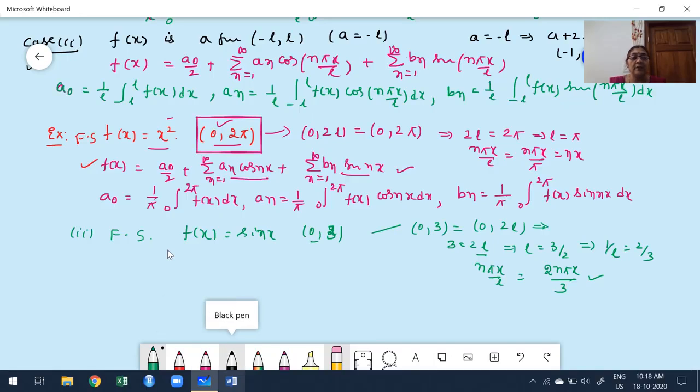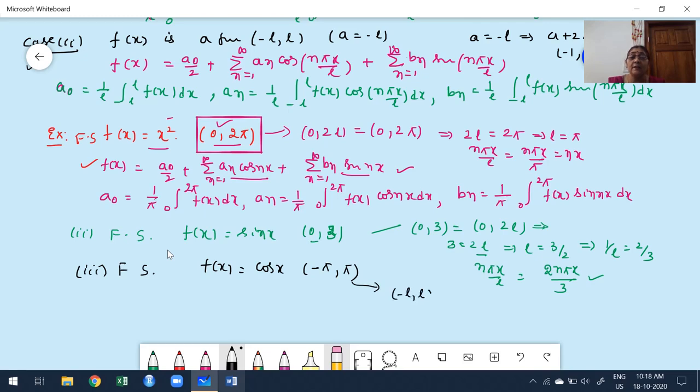Suppose I am going to take another example. Say the third example is Fourier series. So you have to construct the Fourier series for the function f of x equals, say, cos x over the interval minus pi to plus pi. Now here, observe carefully, this interval belongs to which case? Second case. What is my second case interval? Minus L to L. First you have to know what's the value of L.